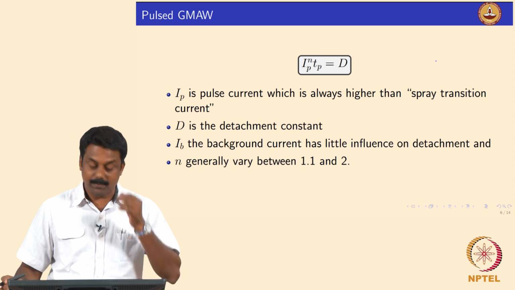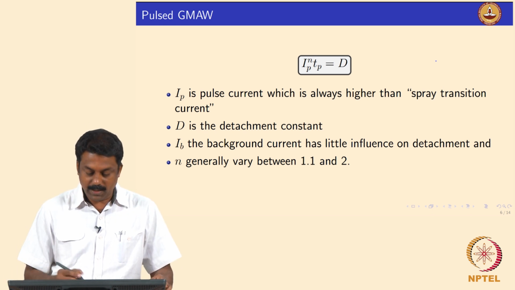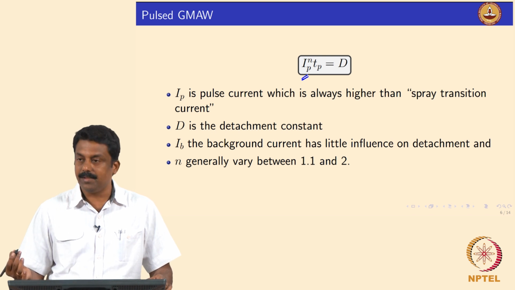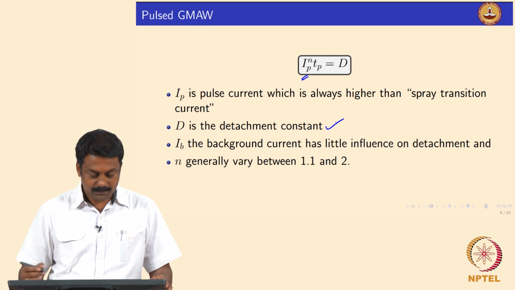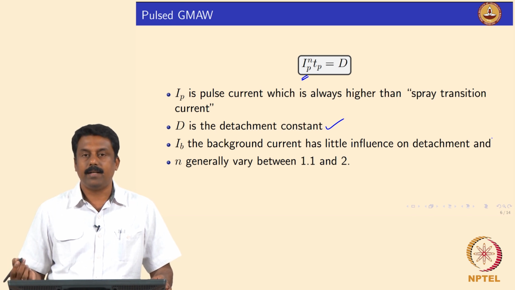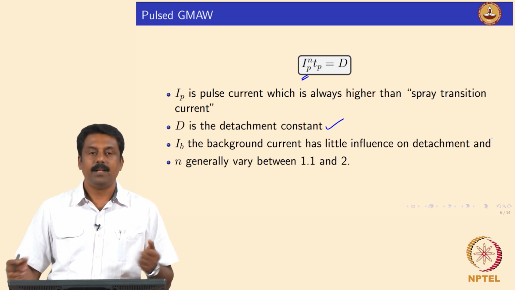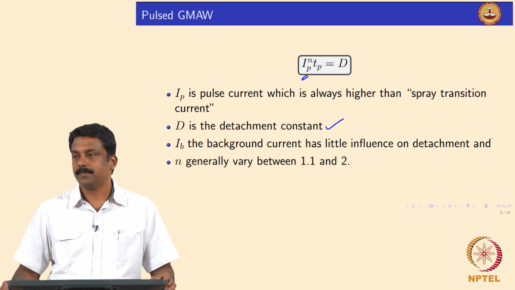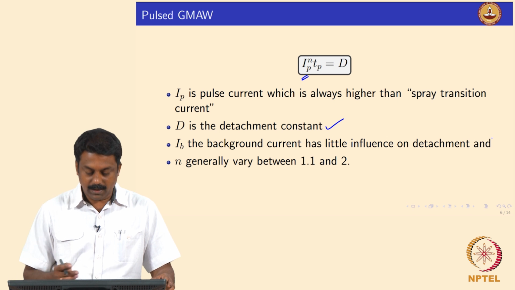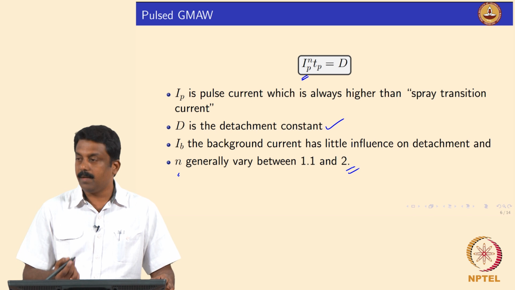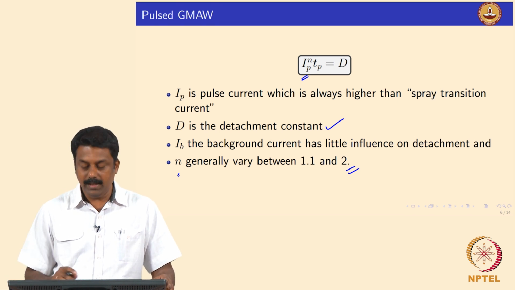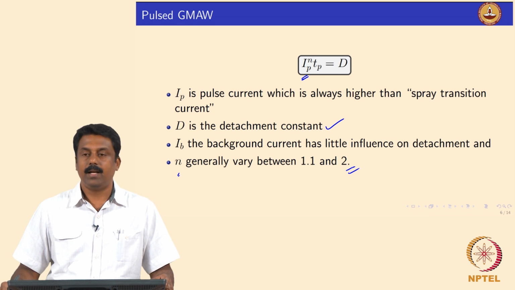So, when you are calculating the pulsing parameters, IP is the pulsing current, which is always higher, much higher than the spray transition current, and D is the detachment constant. And then IB is the background current, and that has very little influence on detachment, because detachment has already happened before the onset of IB, it is clear. And then the relationship, generally N varies from 1.1 to 2, in most materials we can take that as a constant, and D is a function of material composition and the diameter, right, it is clear.